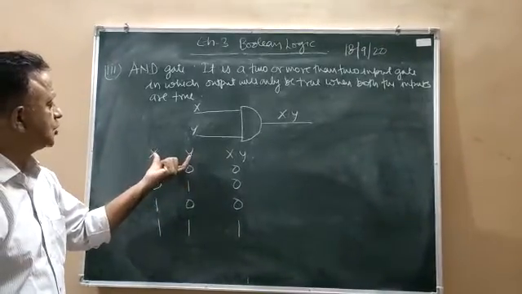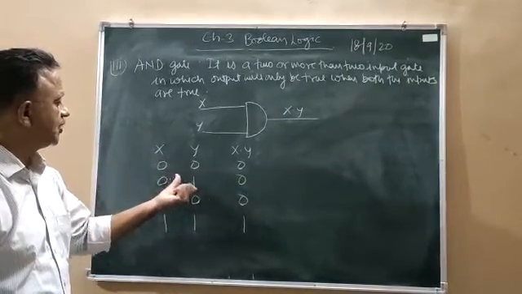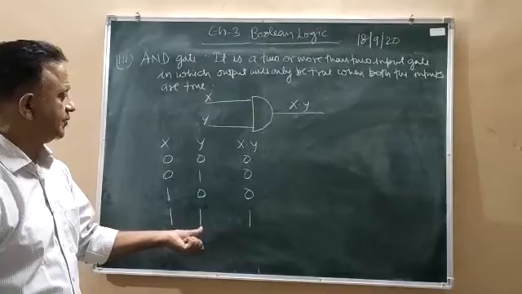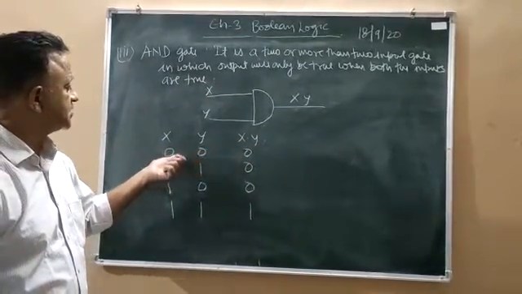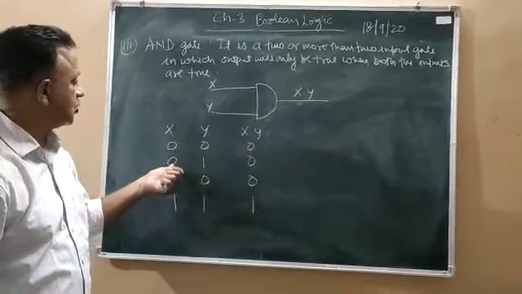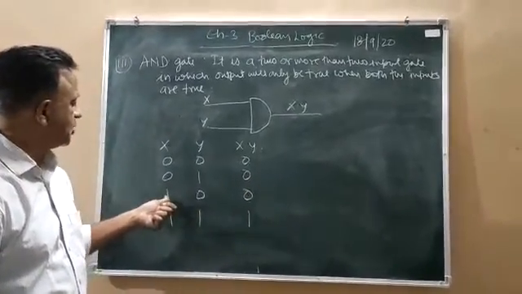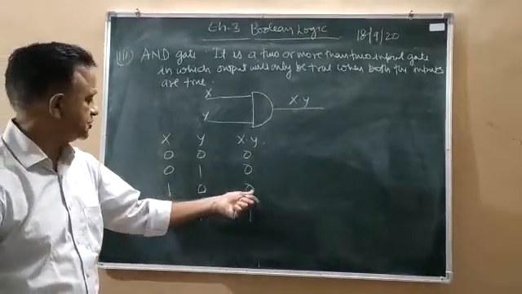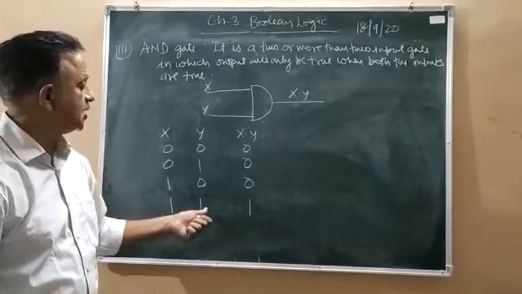So these are the two variables X and Y. Their combination would be 0 0, 0 1, 1 0, 1 1. Now X dot Y for the first row, that is 0 0 would be 0. Second row 0 dot 1 would be 0. Then third row 1 dot 0 would be 0. So the last row, that is fourth row, 1 dot 1 would be 1.